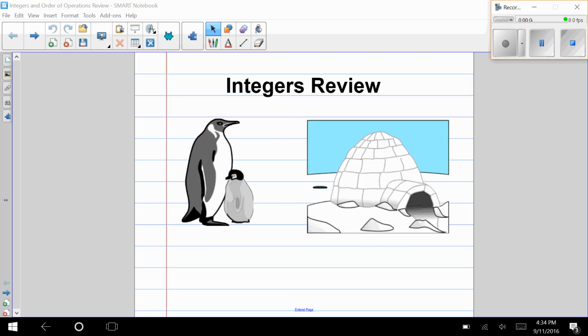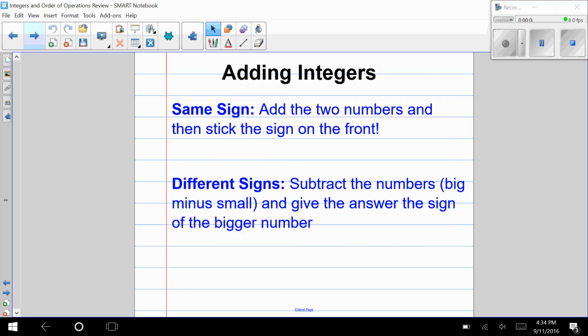This video is a review of integer rules. Our first integer rules are for adding integers. If integers have the same sign, either both negative or both positive, then you add the two numbers and then just stick the sign on the front.